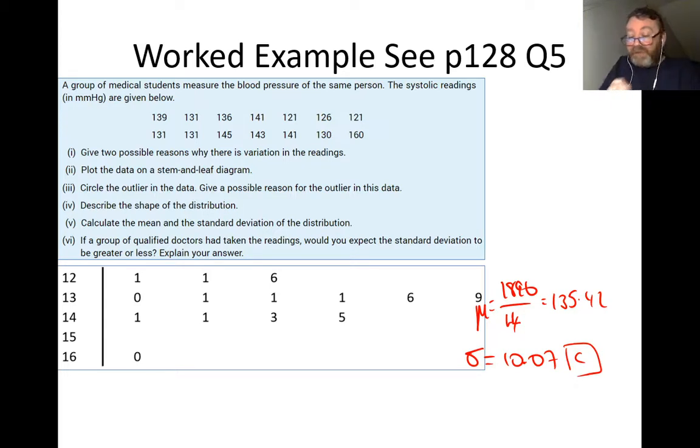Simple as that. And if they ask you to explain why, the standard deviation would be less because the readings that would be taken by the experienced doctor would be closer to one another and closer to the mean value. Okay, so that's just standard deviation done very quickly.